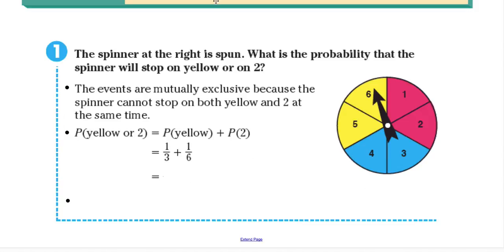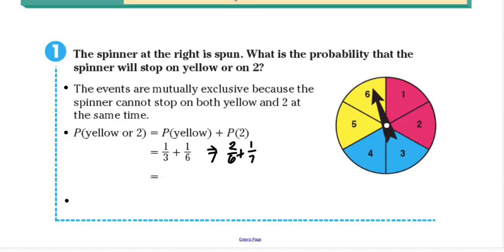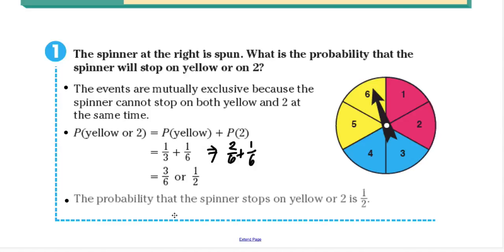And if you add 1/3 plus 1/6, I would probably do this. Instead of simplifying it first, I would put 2/6 plus 1/6. Okay, 2/6 plus 1/6 will give you 3/6 or 1/2. Okay, so the probability that the spinner stops on yellow or a 2 is 1/2 or 50%.